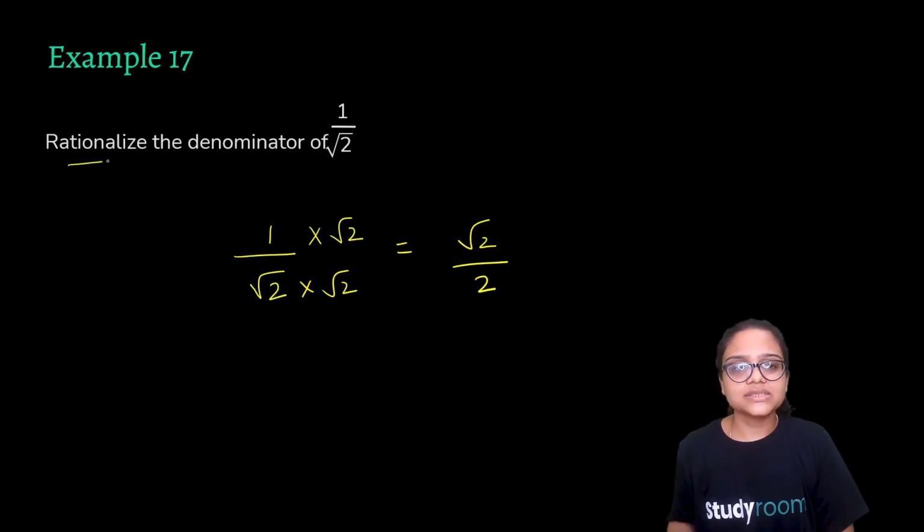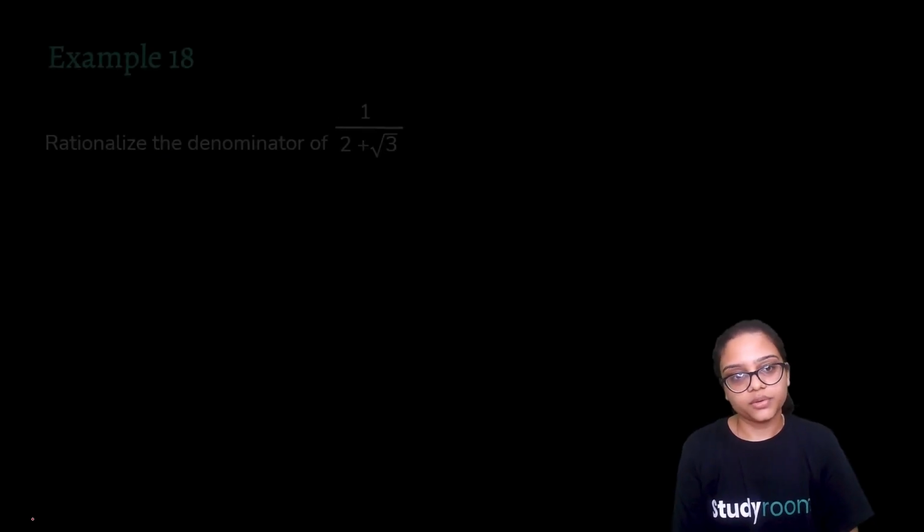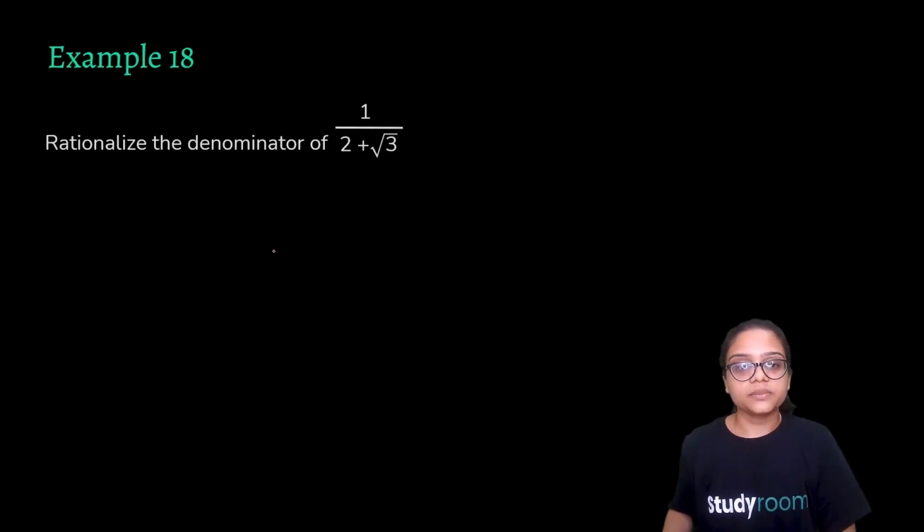Rationalize the denominator. What does it state? It states that the denominator should be rational. Nothing else. So now see our denominator. Is it rational? Correct. So how do we make a denominator rational? Simple. Multiply the denominator's irrational number with itself, and also the numerator. Now again, you will tell me how to do this question.